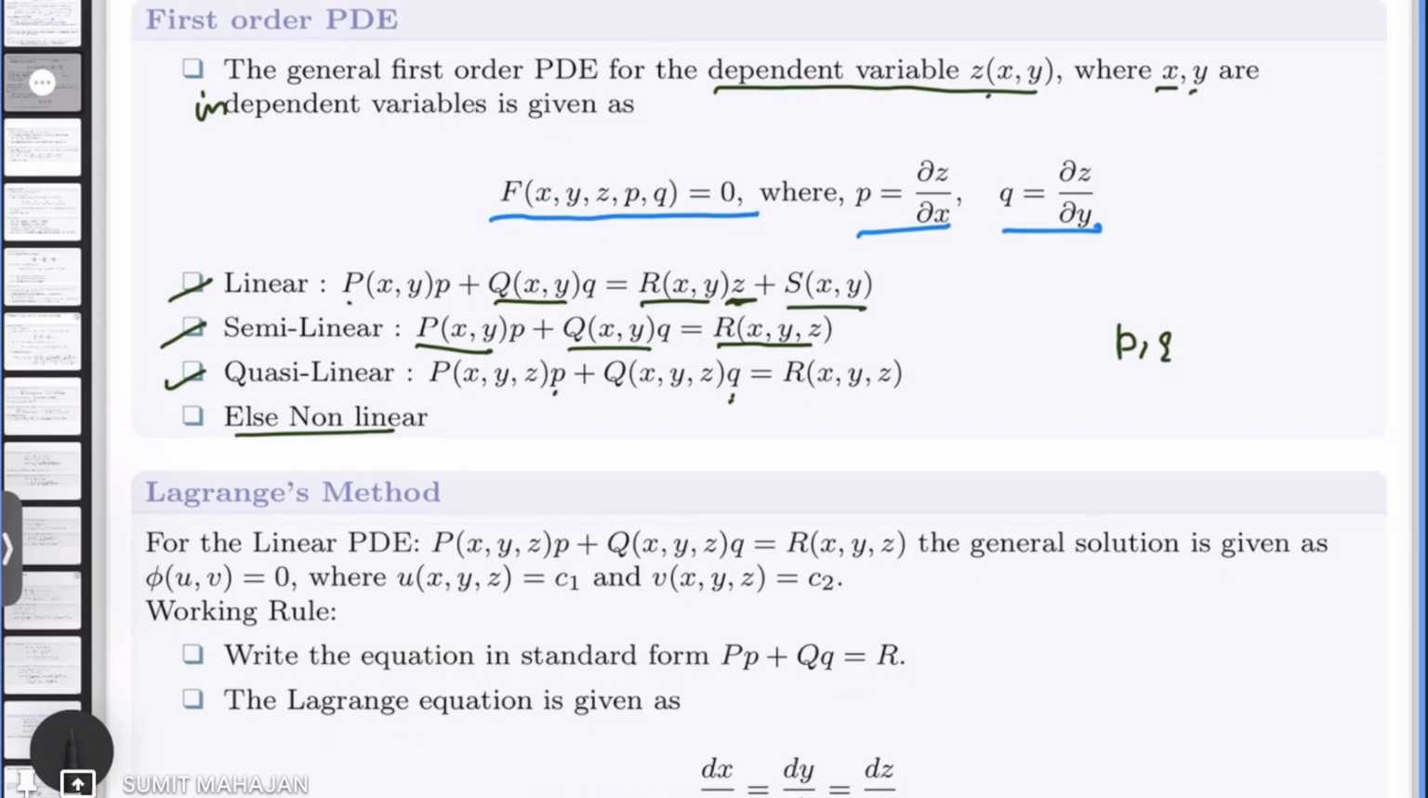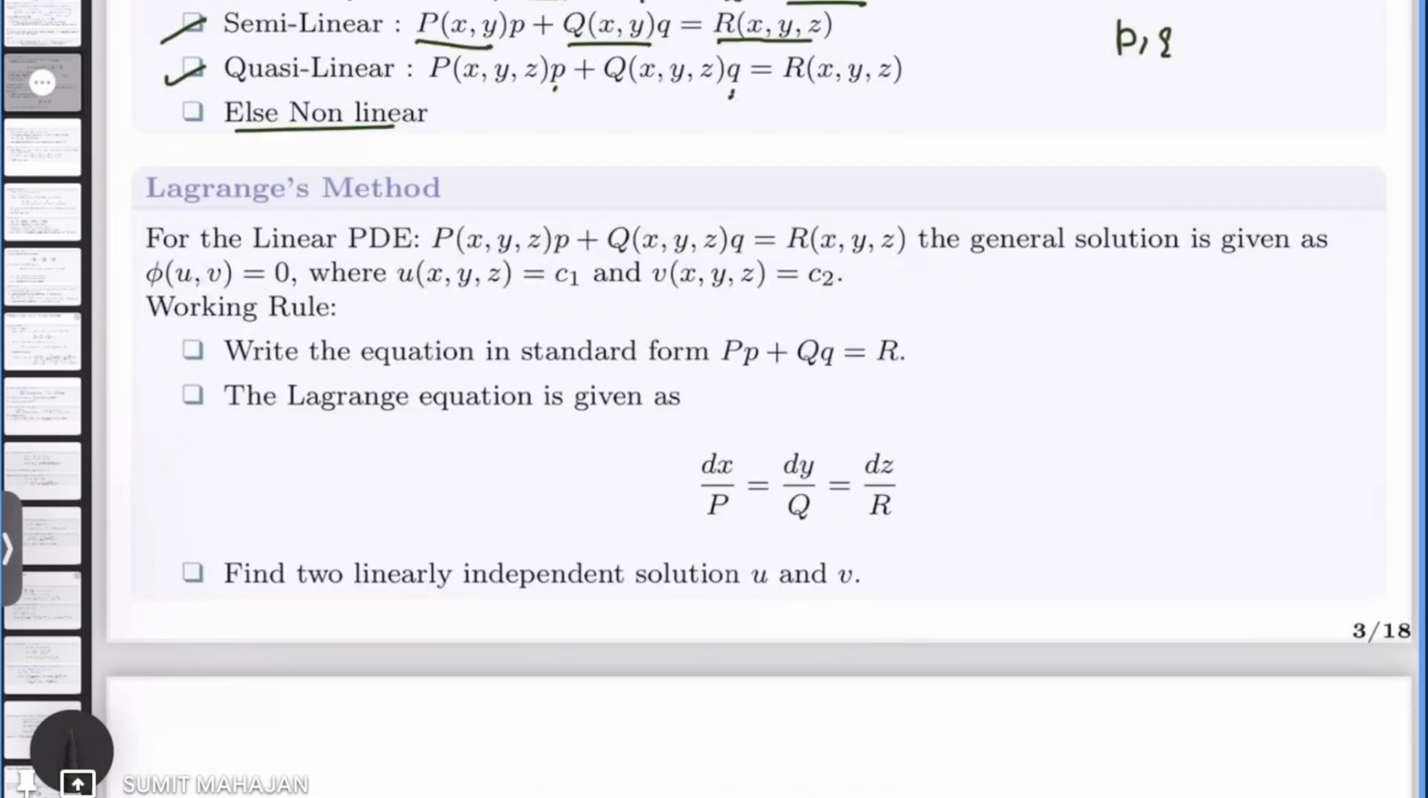Now, based on whether the equation is linear or non-linear, we have different methods to solve it. First, for the linear differential equation, the method is popularly known as the Lagrange method. In that method, we first write our differential equation in the standard form Pp plus Qq equals to R. We then try to find the general solution given by phi of u comma v equals to 0, where u of x, y, z equals some constant c1 and v of x, y, z equals c2.